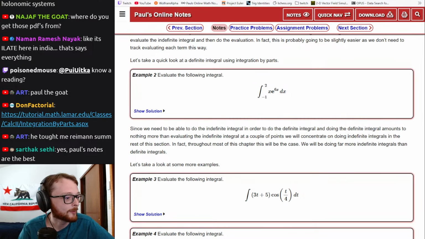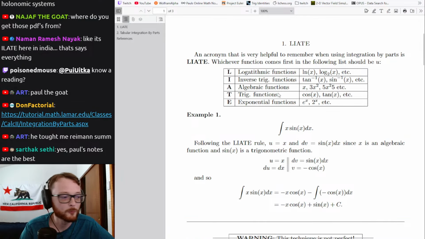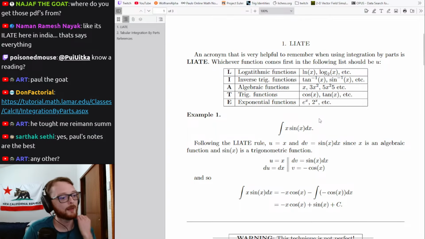Where to get the PDFs from, Najaf? Well, that one is just from Google. I just Googled LIATE. That's the main one, Art. I don't know of another good one.